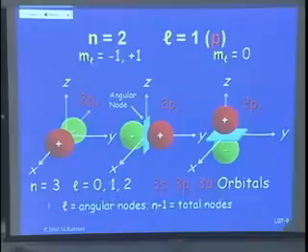So L is the number of angular nodes. So how many angular nodes do you have at L equals 2, D orbitals? How many angular nodes can you have? 2. And how many total nodes? 2, exactly. So both of these nodes are angular nodes. That's how you can differentiate.